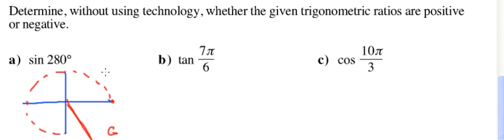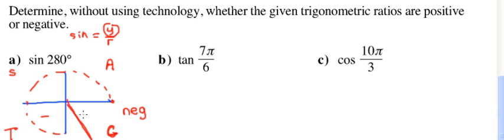Now, if you remember the CAST rule, which goes like so, it says that only cosine is positive in this quadrant, which tells us everything else, including sine, must be negative. The other way you could work this out is if you remember that sine is y over r. R is always positive, it's our hypotenuse. The y coordinate is negative in both of these quadrants, and it's positive up here where the positive y coordinates are. So sine 280 would have to be negative because we're below the axis, we're in the negative y land.